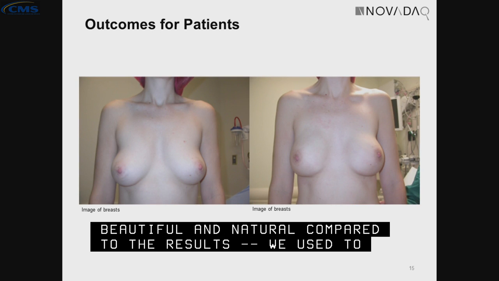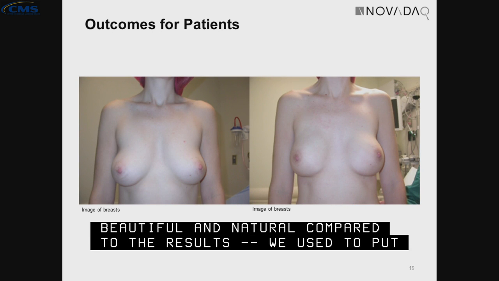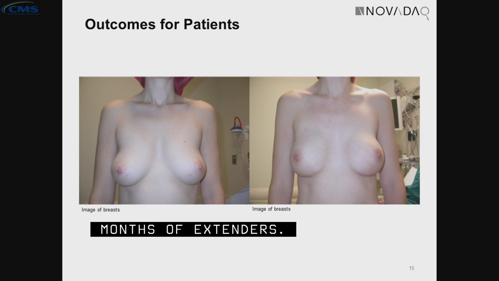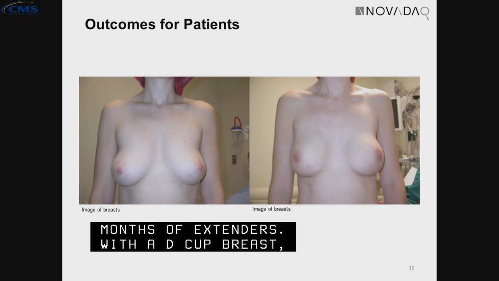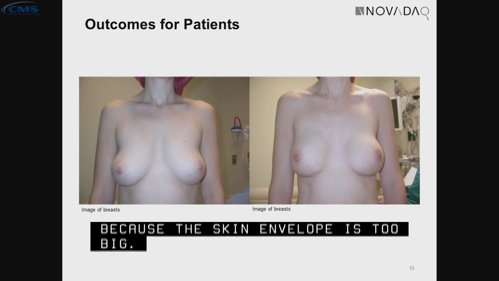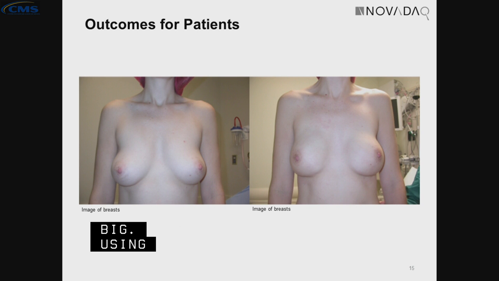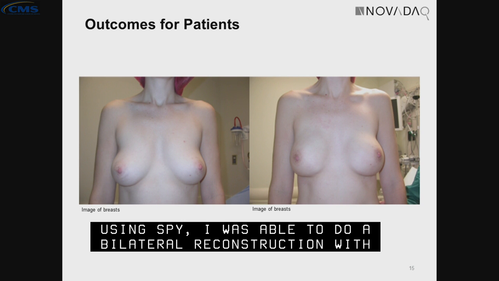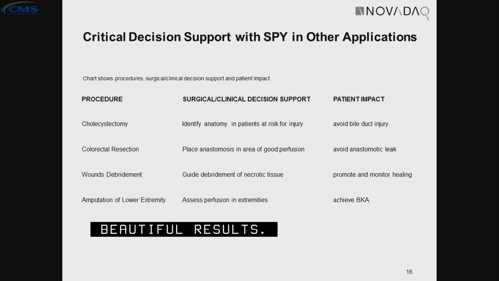Another patient here with a D-cup breast, we would have never even considered a patient like this because the skin envelope is just too big and the chances of losing the nipple are too high. But using SPY, I safely was able to do a bilateral reconstruction with beautiful results. Obviously better for patients, but think about it, we're also doing in one operation what used to take multiple operations and multiple office visits. So there's a great cost savings here as well.